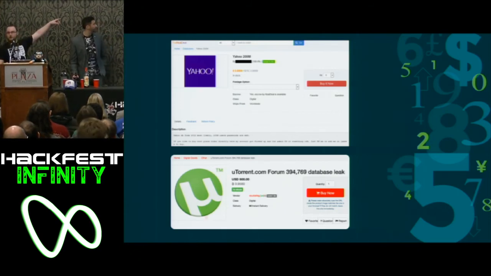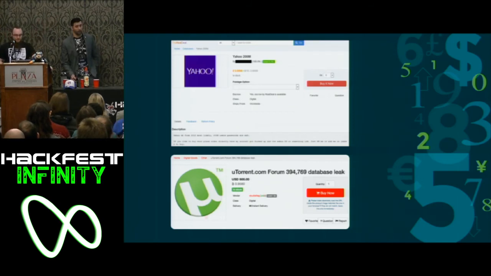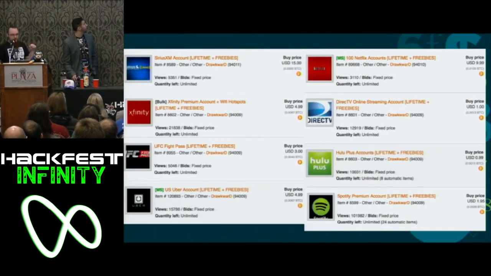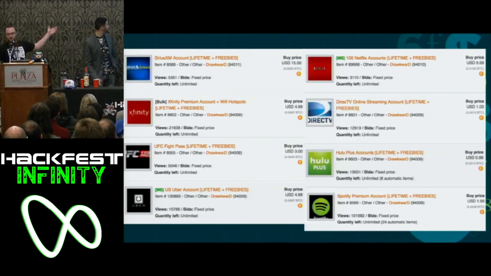This is the real deal market that I was talking about before. Breaches show up there all the time. All this stuff we're showing you is from one of the marketplaces we showed you 20 slides ago. A lot of it you can find through the Grams search engine. Just fire up Tor, get to work. You could also buy individual accounts, Uber accounts for free Uber rides.